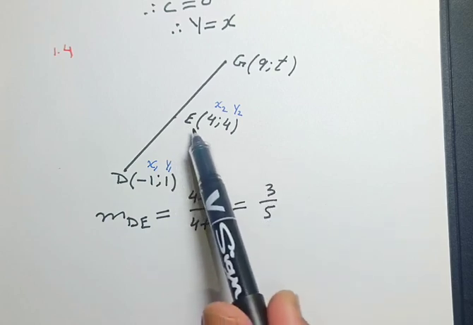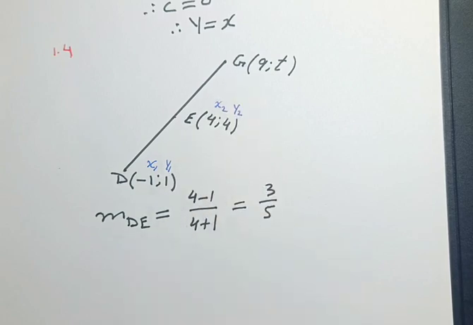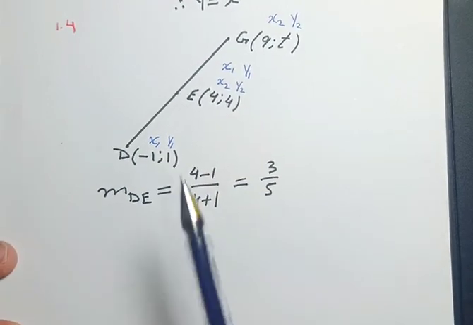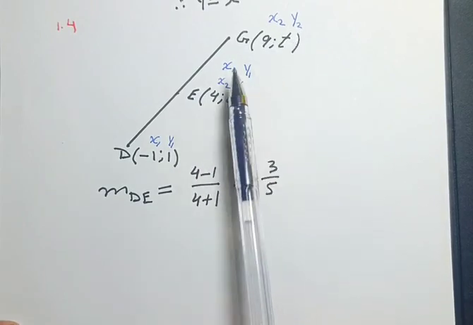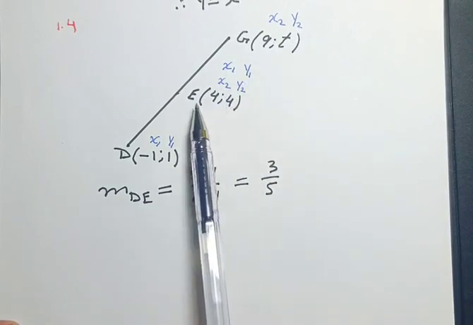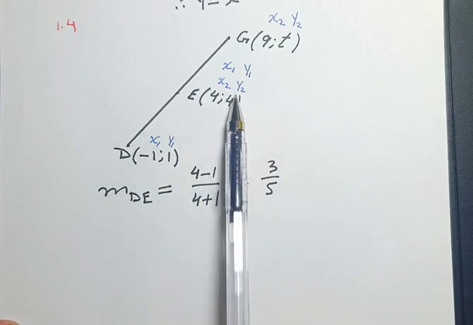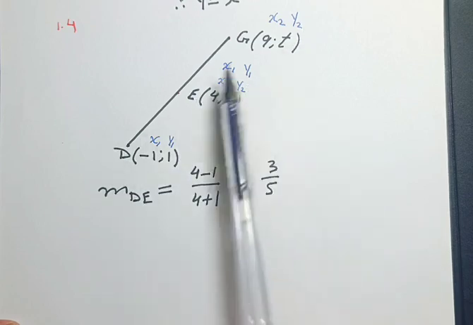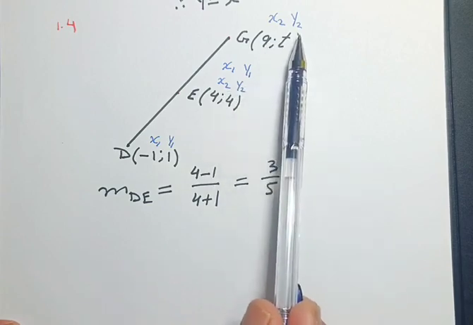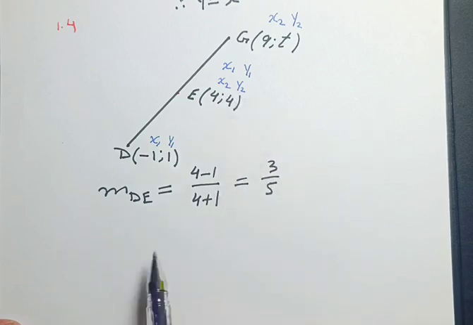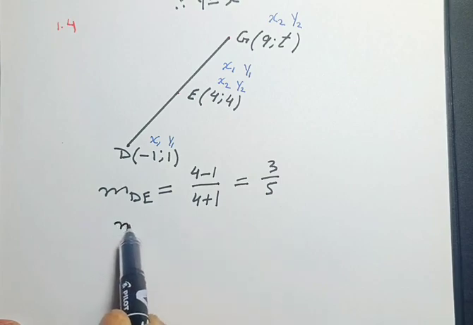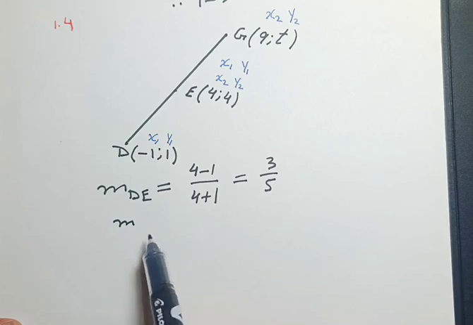Now I must take the gradient between E and G. So I say this is x2, y2, this is x1 and y1. Remember, between these two points I can say this is x2 and y2, and I can change anytime. So I can say this is x1 and y1, and I still can say x2 and y2. It doesn't matter, right? So the gradient between E and G now, gradient GE or EG, same thing.